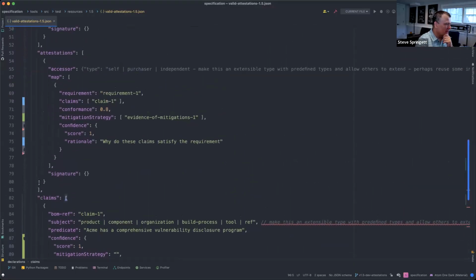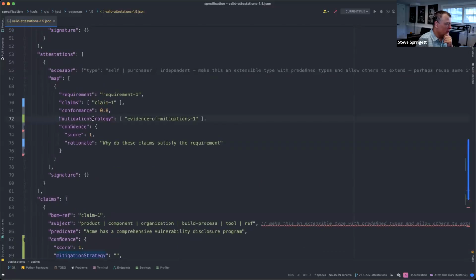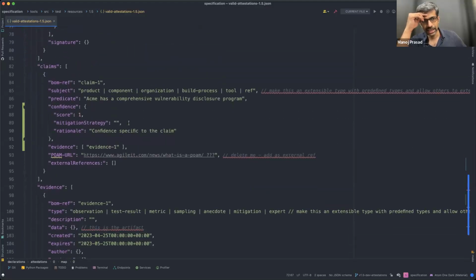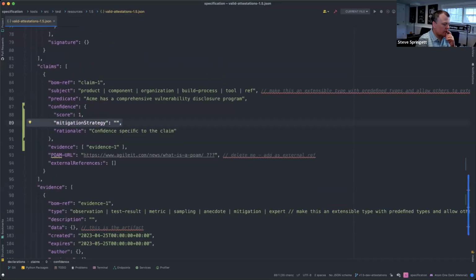Okay. So if we moved the mitigation strategy up one out of confidence, does that make sense? And then we make mitigation strategy just an array of evidence. And in the case of a claim, then the mitigation strategy becomes a plan. Is that how we are thinking? This would disappear too, right? Which is the same object.